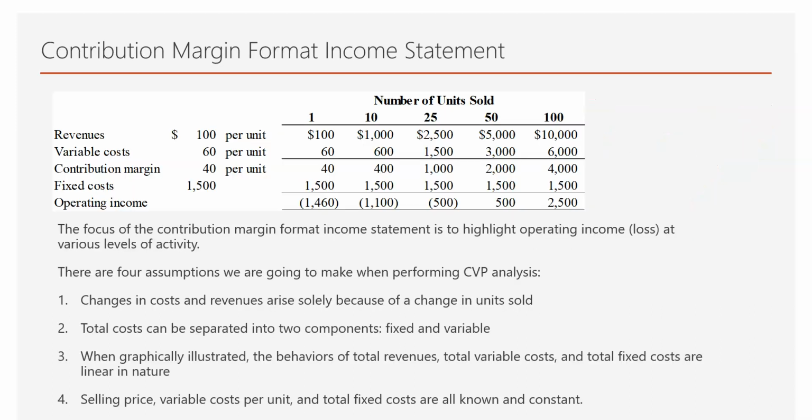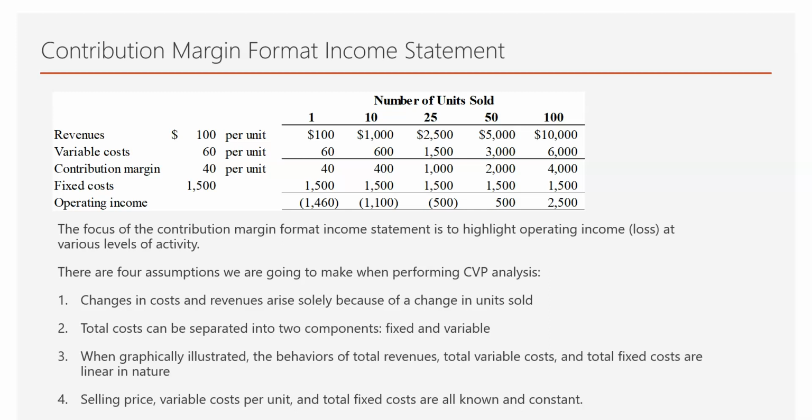Now let's look at the contribution margin format income statement. The contribution format income statement is going to be different than your gross margin format income statement. Your gross margin format income statement simply takes your total revenues minus your cost of goods sold to get your gross profit. From your gross profit, you subtract out your operating expenses such as selling and administrative expenses to get your operating income.